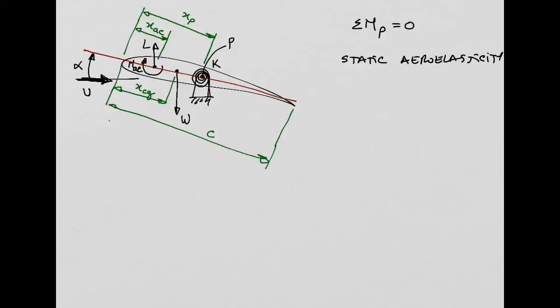Next week, we are going to do the dynamic, and then, yes, that is going to be equal to mass times acceleration. For the case of summation of moments, it is the second moment of inertia times the angular acceleration, right? Something like that. But for static aeroelasticity, summation of moments equal to 0 is the equilibrium equations.